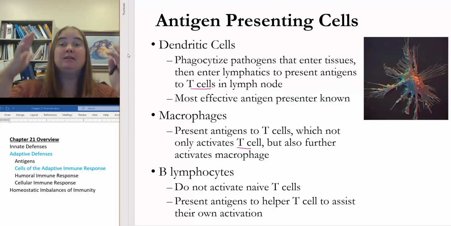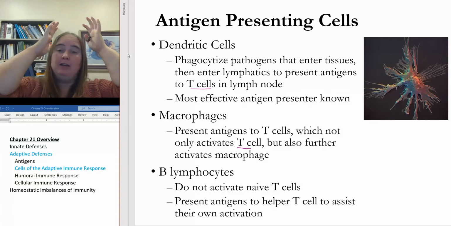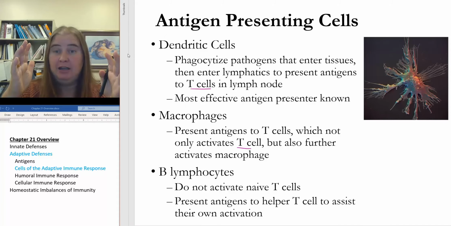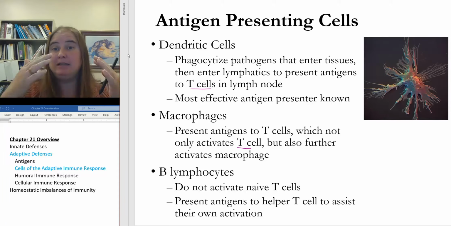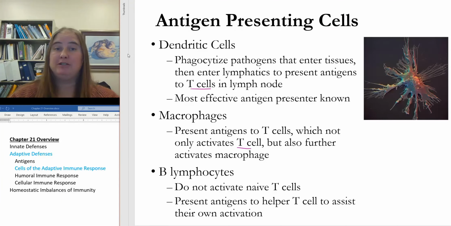So the B cell's like, hey, T cell, I have an antigen here. I need you to come down and acknowledge it. So the T cell comes down and acknowledges that antigen. And once that acknowledgement happens, the T cell can then continue its education, or continue its development. Okay? So those are our antigen-presenting cells.